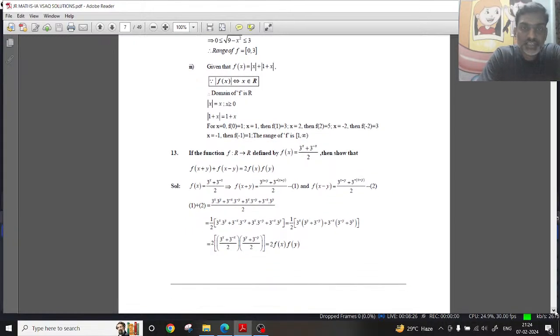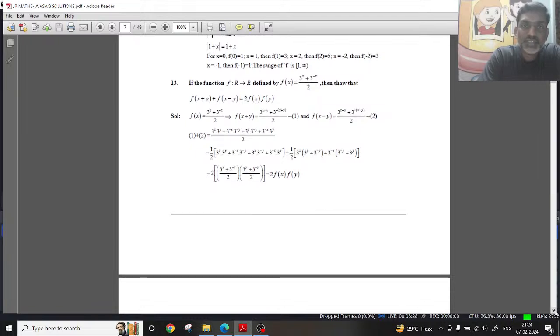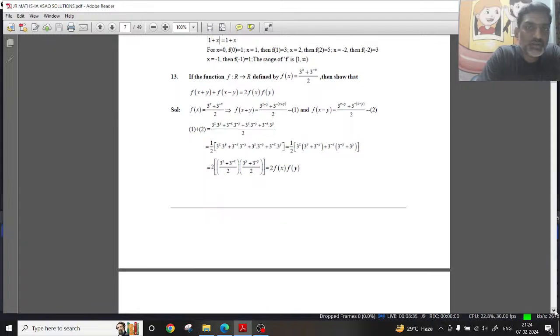Next, question number 13. f from R to R defined by f of x equal to (3 power x plus 3 power minus x) over 2. Then show that f of x plus y plus f of x minus y is equal to 2 times f of x times f of y. This is not a regular question, but only substitutions, nothing else here. Only substitutions: left hand side, right hand side, we have to simplify, that's it.